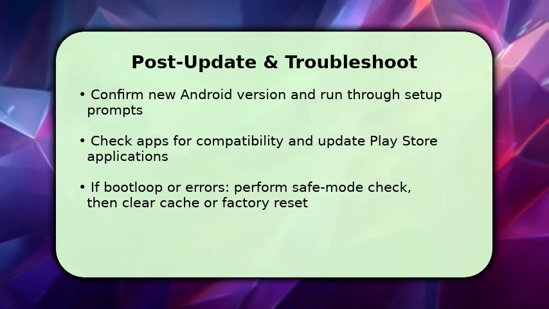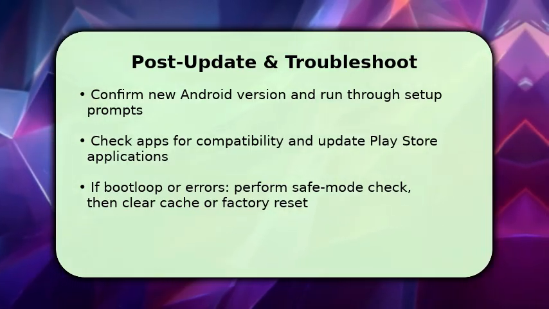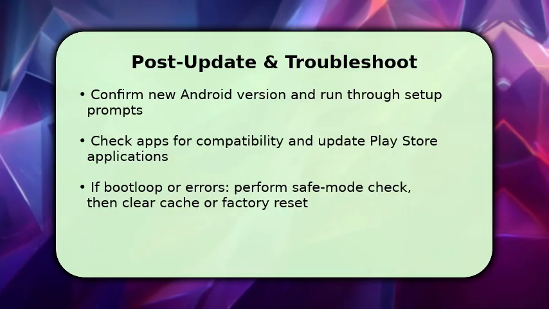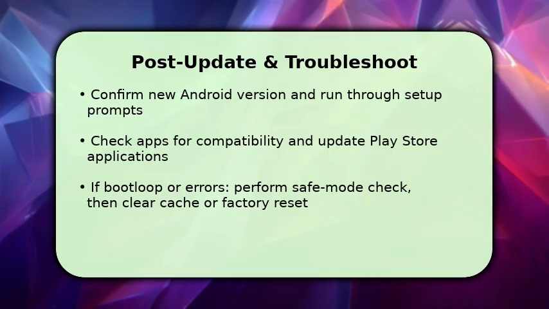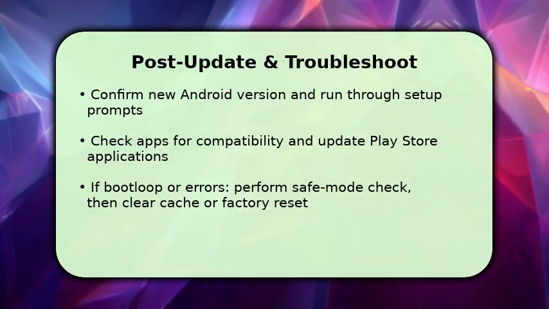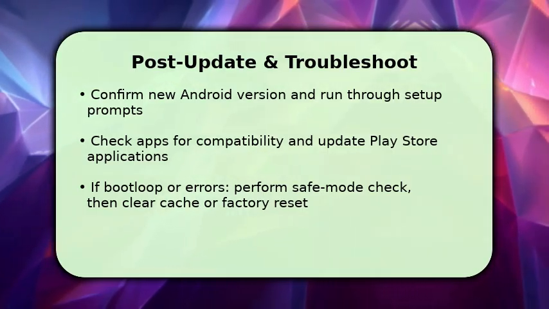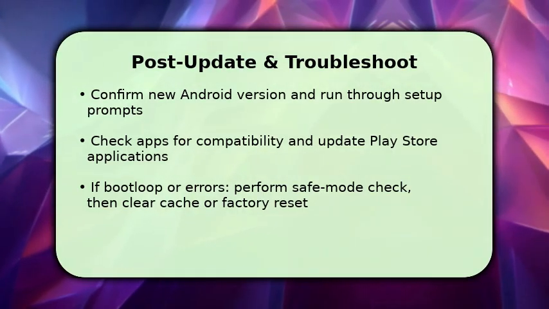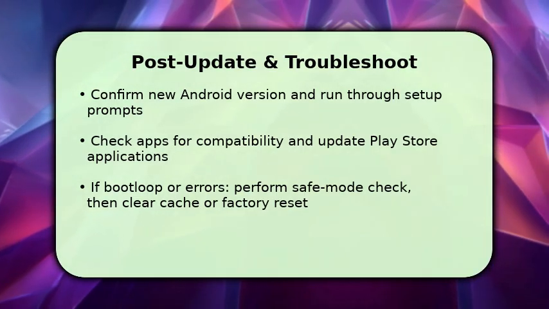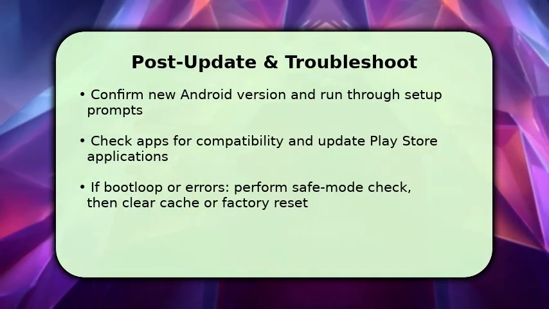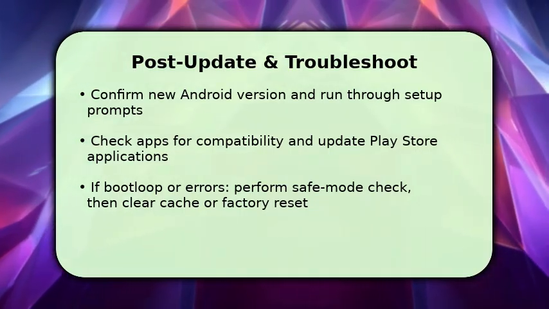Make sure to update apps so they match new APIs and test key functions like calls, Wi-Fi, and sensors. If the device misbehaves, boot into safe mode to isolate third-party apps. Once confirmed, clear system cache from recovery to fix residual issues. If problems persist, a factory reset typically resolves conflicts. Restore your backup afterward to get back to normal quickly.